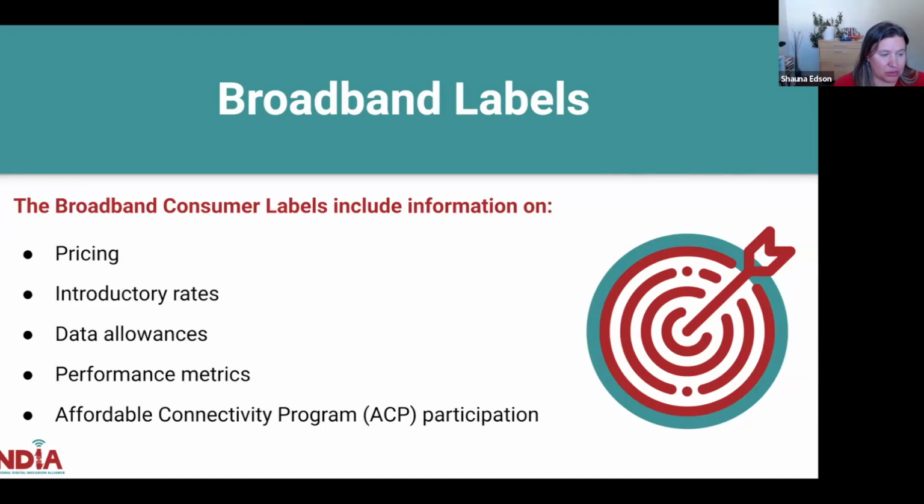And the broadband label includes details around pricing, introductory rates, data allowances, performance metrics. This last one, the Affordable Connectivity Program, is no longer a funded program through the government, so that one is no longer relevant. This is a great tool for both practitioners, so folks helping people sign up for internet plans, and also consumers themselves can go and find this information. This information didn't used to be required to be posted, so this is a pretty big deal.